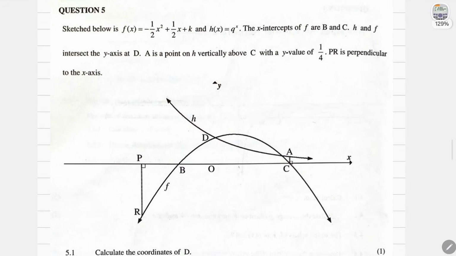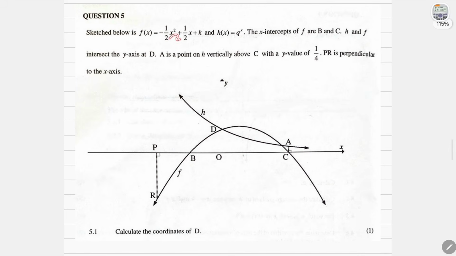Question 5 says, sketched below is f of x, which is equal to -1/2 x squared plus 1/2 x plus k, and h of x, which we can see is an exponential function, is q to the power of x. The x-intercepts of f are B and C. h and f intersect the y-axis at D. Okay, so there's a missing y-axis over here, so it just connects like that. So they intersect at D, as we can see there. And then they tell us that A is a point on h vertically above C.